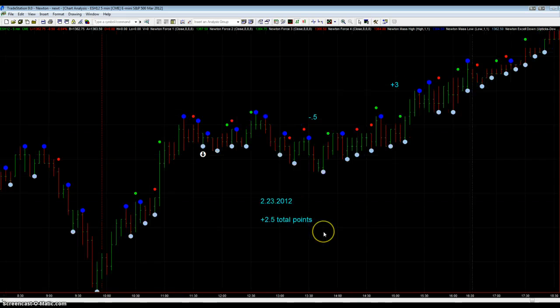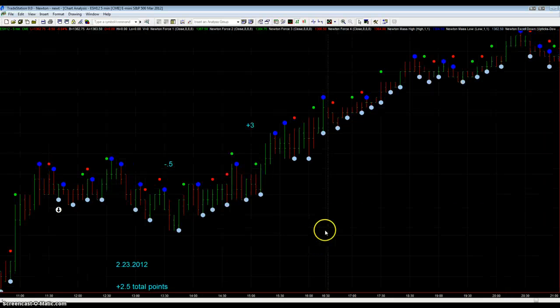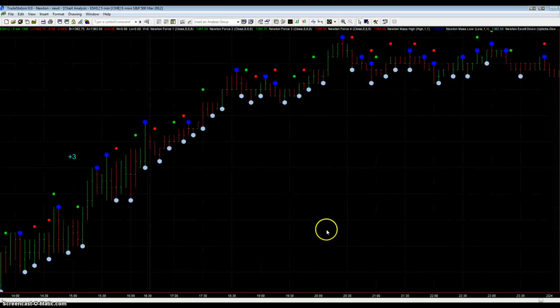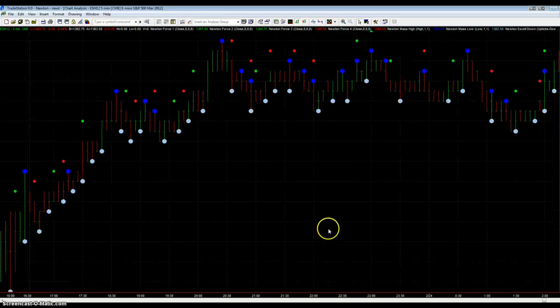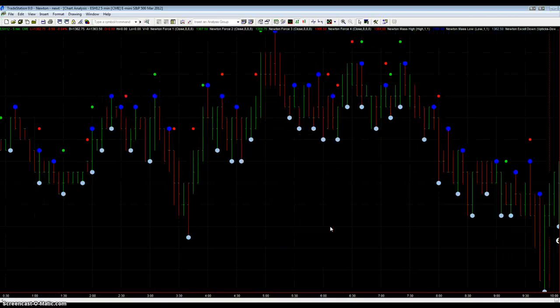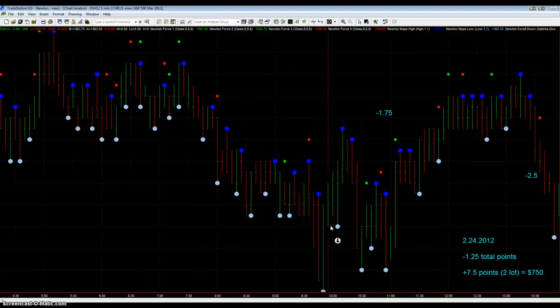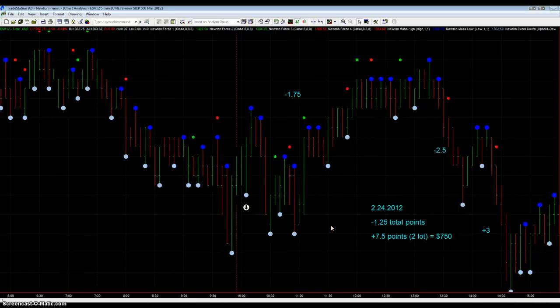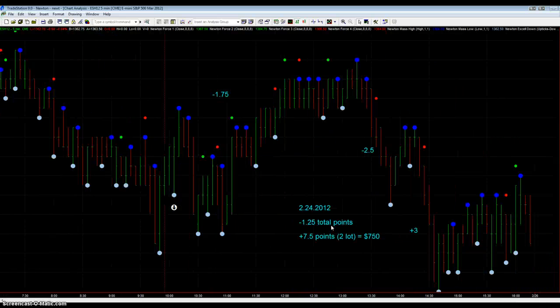So we got 2.5 points out of Thursday. And remember, the 2.5 points is based on just the minimum market move. That's just one contract. We trade a 2-contract minimum, so that's where we come up with our totals for the week.